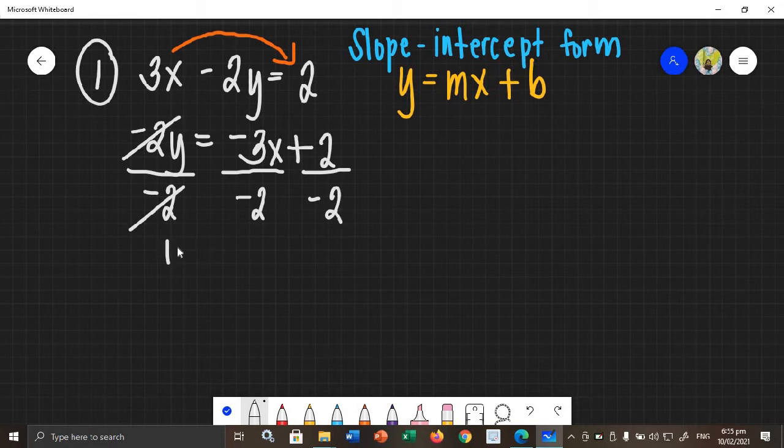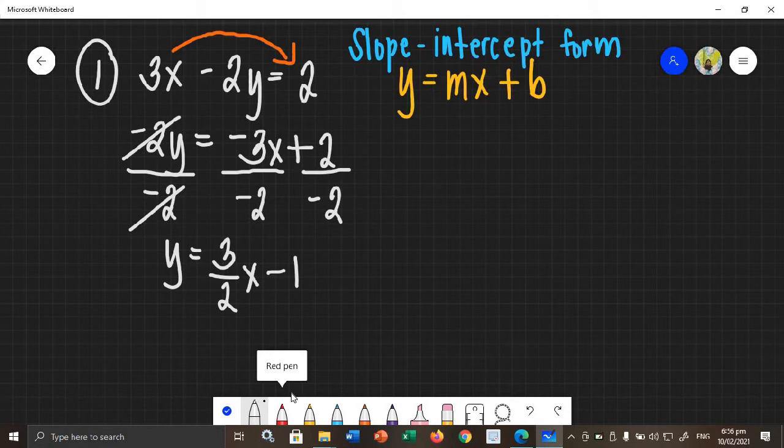Okay? So, now, it will become y is equal to, let's simplify, we have negative 3x over negative 2. It will become positive 3 over 2x. Why did it become positive? We are just dividing the signs. Negative divided by negative is equal to positive. That is why it became positive 3 over 2x. And then, positive 2 divided by negative 2 will be equal to negative 1. So, as you can see, our given linear equation is now in slope-intercept form: y is equal to 3 over 2x minus 1.